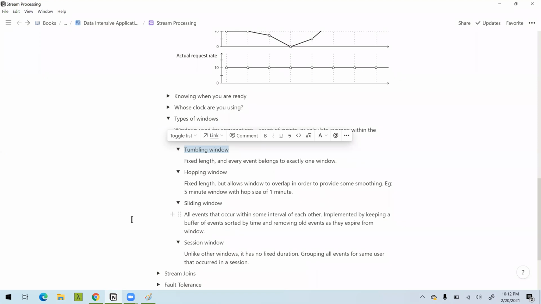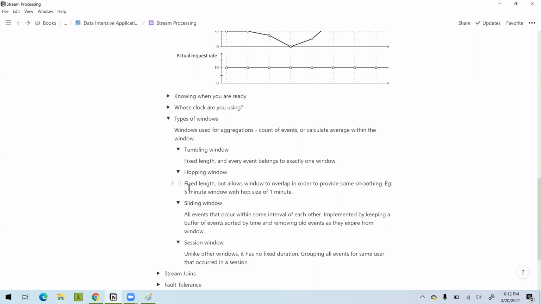Then the fourth is session window. A session window is not a fixed duration window. For a particular user's session, all the events that happened are taken as part of one window, right? So that is session. So these are the four types of windows.